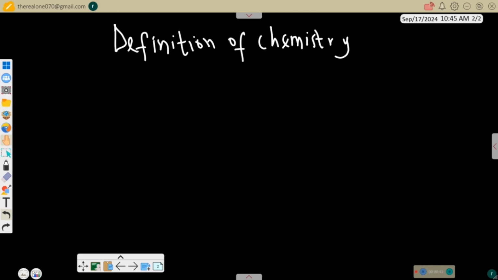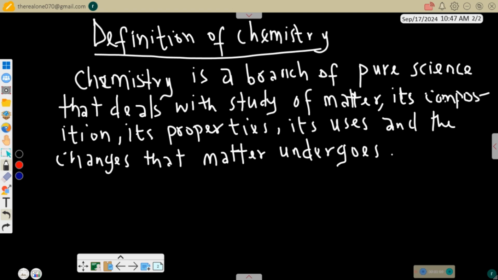Now, chemistry is a branch of pure science that deals with the study of matter, its composition, its properties, its uses, and the changes that matter undergoes. Now, this is a simple way of defining chemistry. So, from this definition, we are able to derive that chemistry is under pure science.